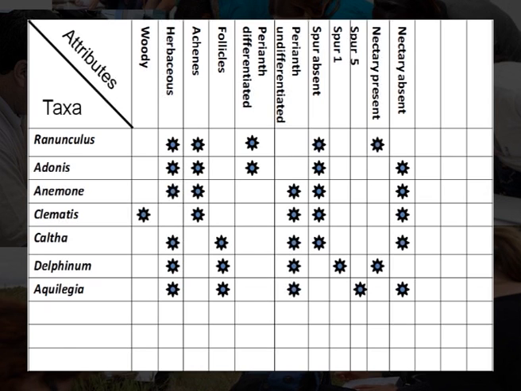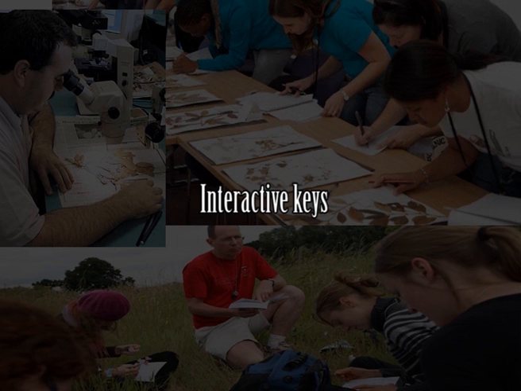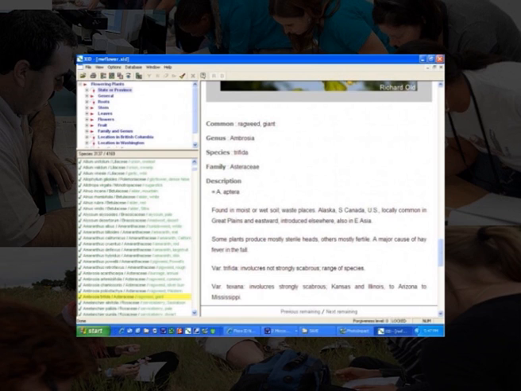Thus, the table will have as many rows as taxa and as many columns as the number of attributes for which information is available. Now, we discuss interactive keys. An interactive key is an interactive computer program in which the user enters attributes, that is character state values of the specimen. The program eliminates taxa whose attributes do not match those of the specimen. This process is continued until only one taxon remains.